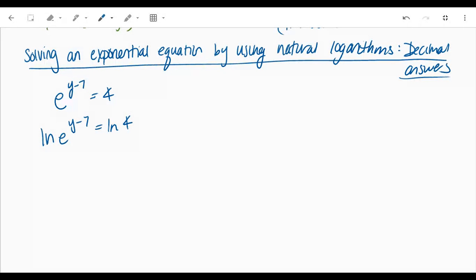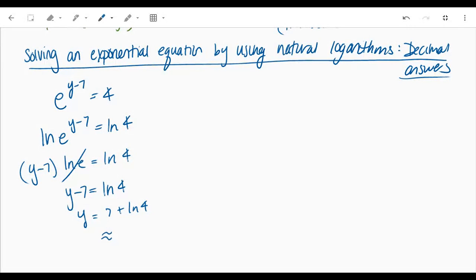Then you can bring that y minus 7 out front. And the natural log of e is 1. So y minus 7 is the natural log of 4. So y will be 7 plus the natural log of 4. And using your calculator, 8.386.